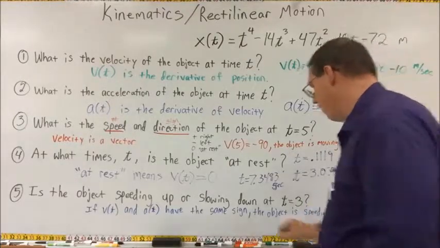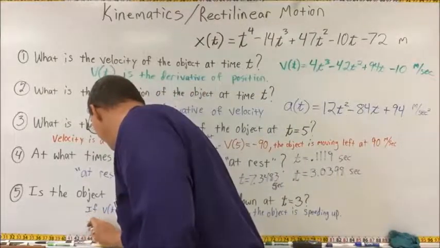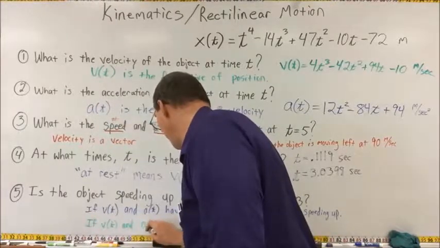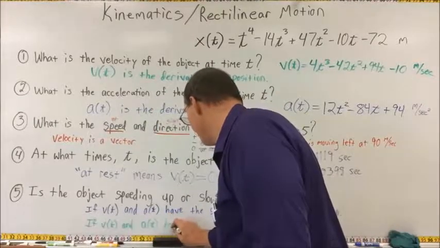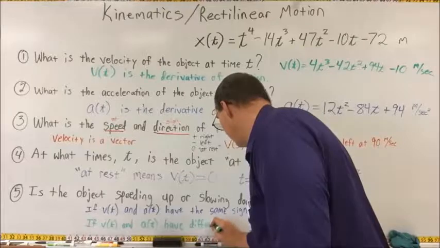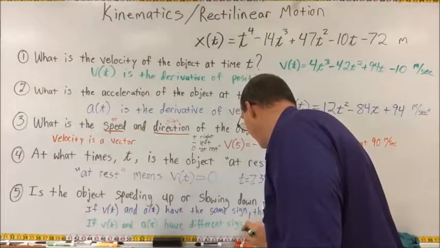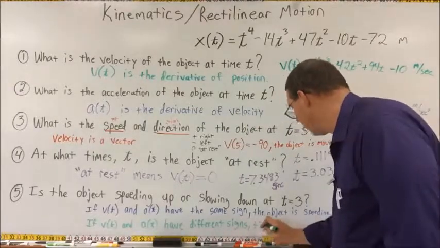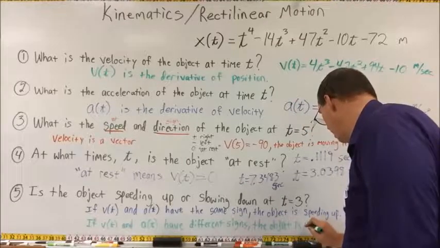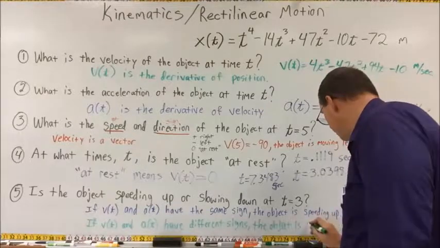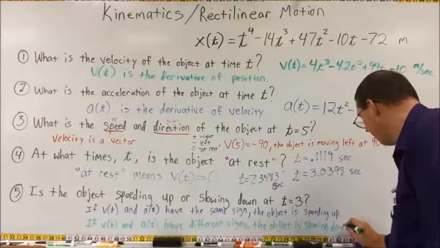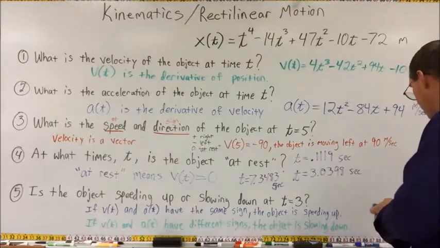On the other hand, if velocity v of t and acceleration a of t have different signs, one of them's positive and one of them's negative, then the object is slowing down. The object is slowing down.